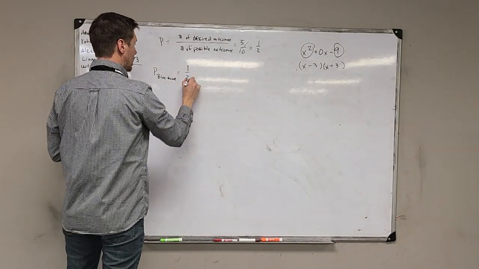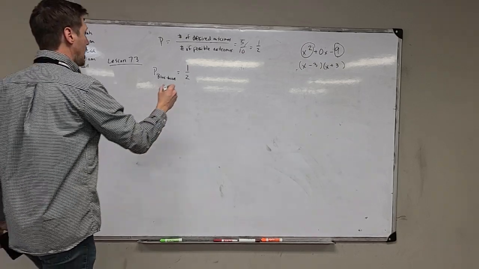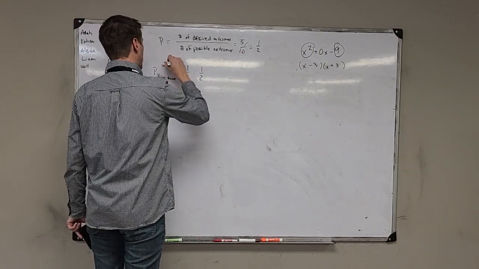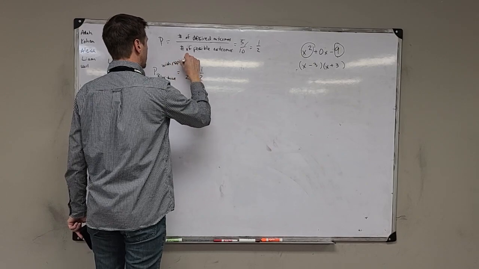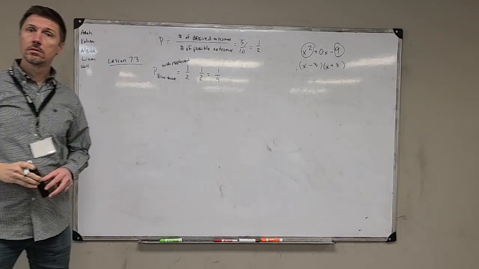So I said, what's the probability of picking blue twice? If I'm putting the marble back, what's the chance that I'll pick the blue the second time? It's going to be 1/2 again, right? I've got 5 blues and 5 reds again, so it's 1/2 times 1/2. So the probability with replacement is 1/2 times 1/2, which equals 1/4. All right?